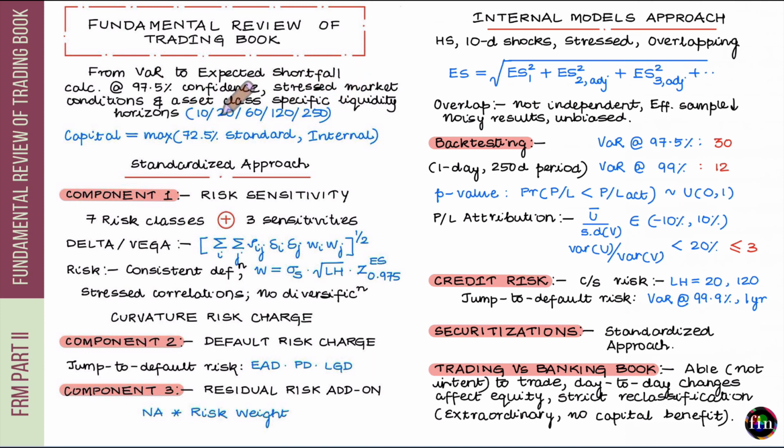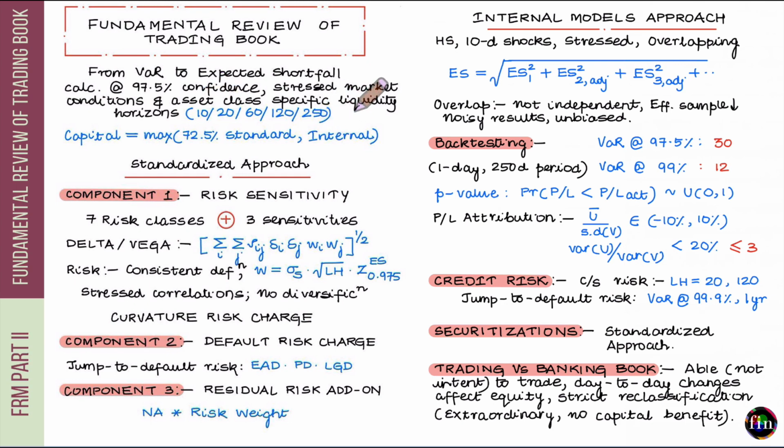So liquidity horizon can take one of 5 possible values: 10 days, 20 days, 60 days, 120 days and 250 days. Okay. A quick note about this choice of 97.5% confidence. If you were to assume that your losses are normally distributed, then you will observe that the expected shortfall calculated at 97.5% confidence comes very close to the VAR calculated at 99% confidence. Okay, so that is where this 97.5% comes from.